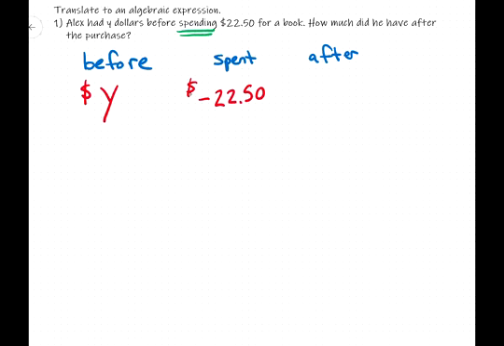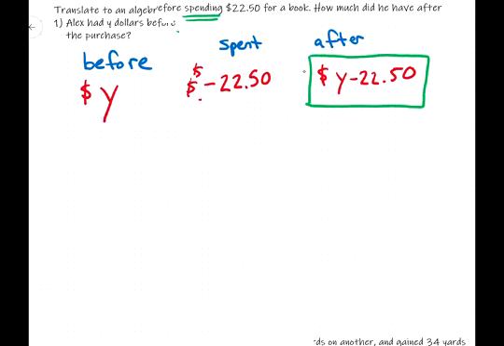So what is he left with afterwards? Well, he's left with whatever he started with minus the $22.50, and that's dollars, and that is an algebraic expression. And again, the reason it's an algebraic expression is because it contains a symbol, it contains a letter. So the number of dollars he had left over is Y minus $22.50, whatever that is.